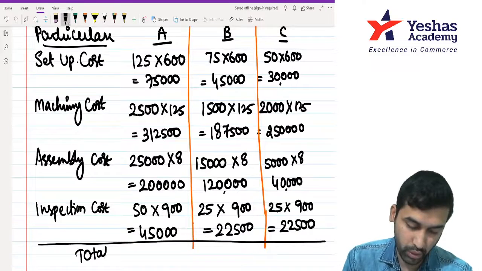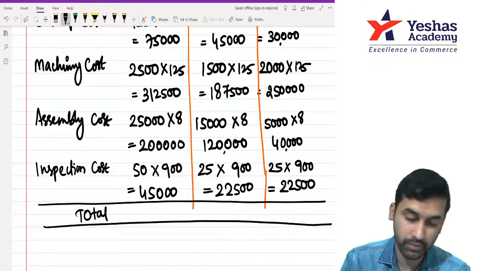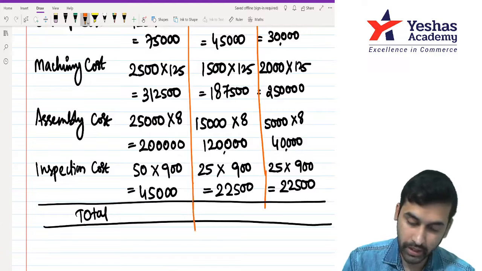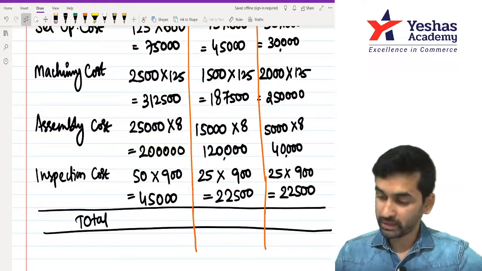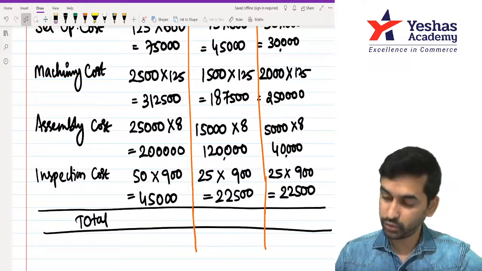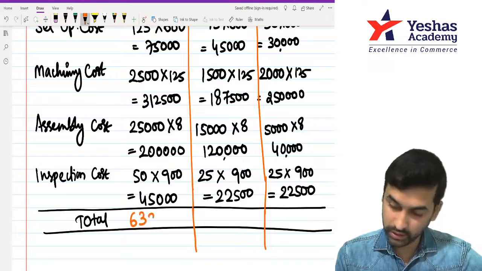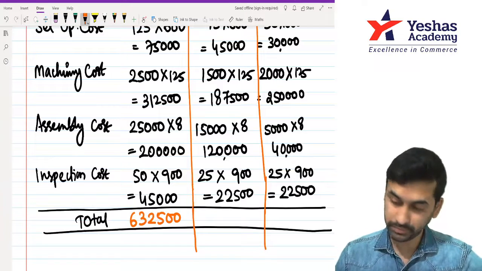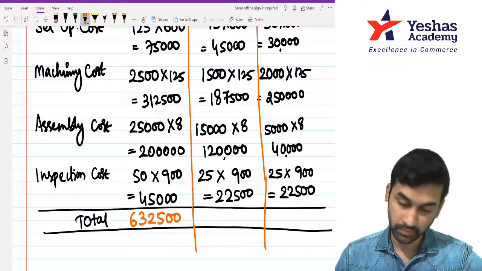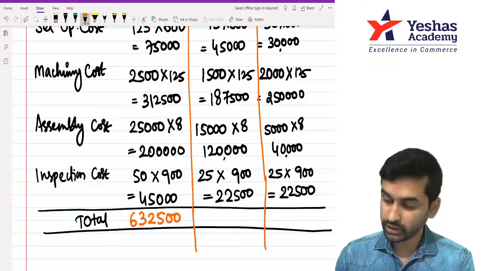Now you need to total this. This will give me total overheads for A, B and C. Let me do it. You also do it parallelly. 75,000 plus 312,500 plus 2 lakh plus 45,000. 632,500. Let me recheck that. Yes, correct. Next, product B.